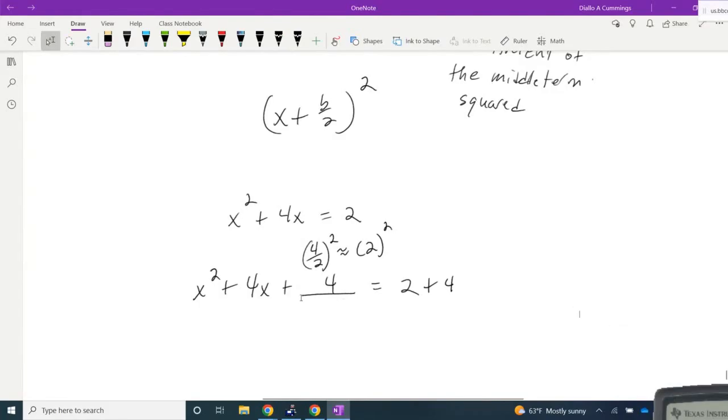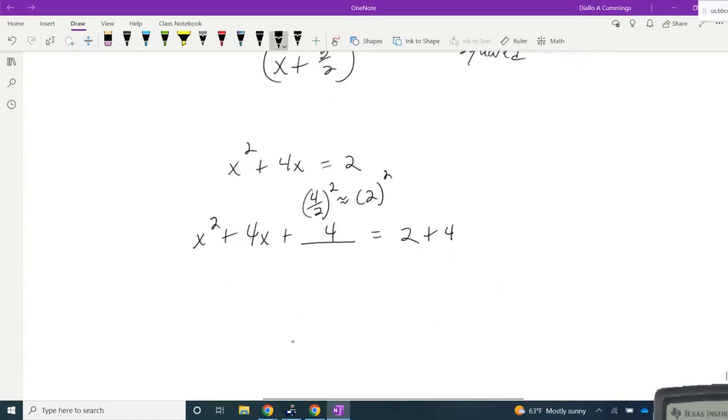So that's one of the things here. Once you complete the square, you force what's called a perfect square trinomial, but you have to maintain equality. Whatever you add to one side, you have to add to the other. So now here's that perfect square. x squared plus 4x plus 4 can be factored down to give you x plus 2 quantity squared is equal to 6.